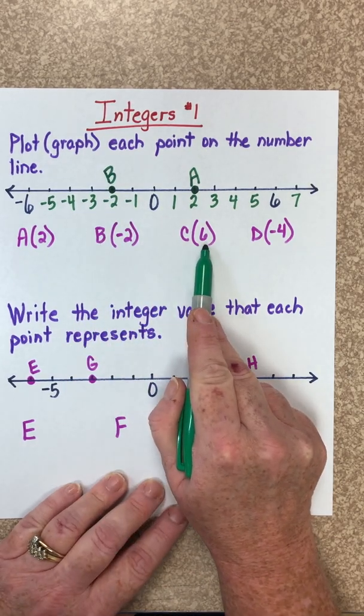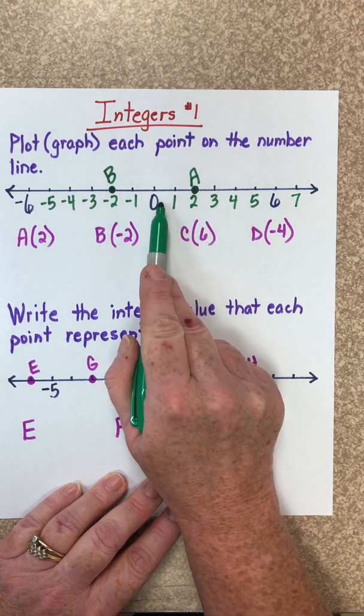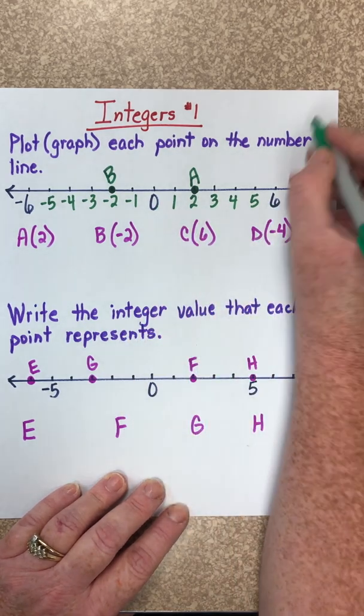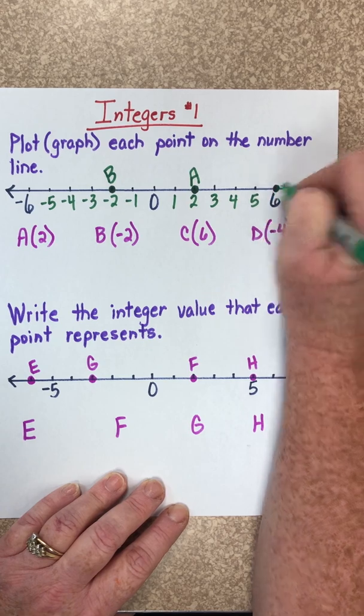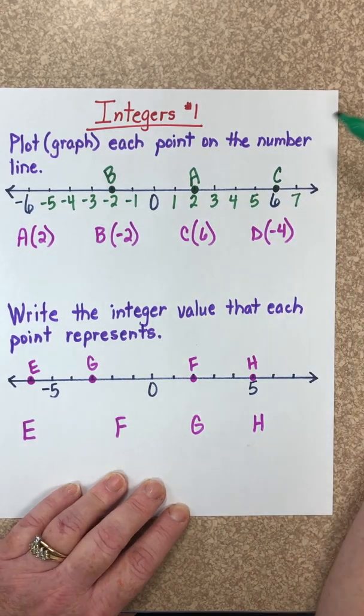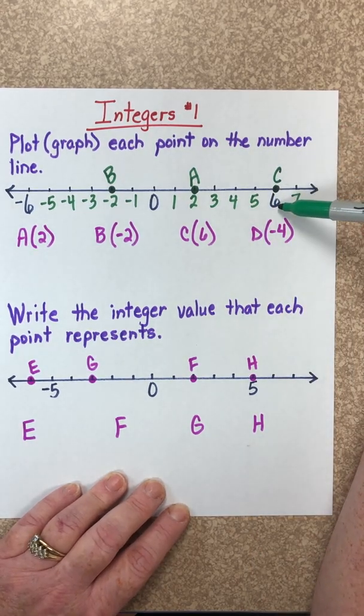C is supposed to be at 6. Notice 6 is positive, so that's going to be on the right. We put a dot on the number line and capital C above it. So this is point C at 6.